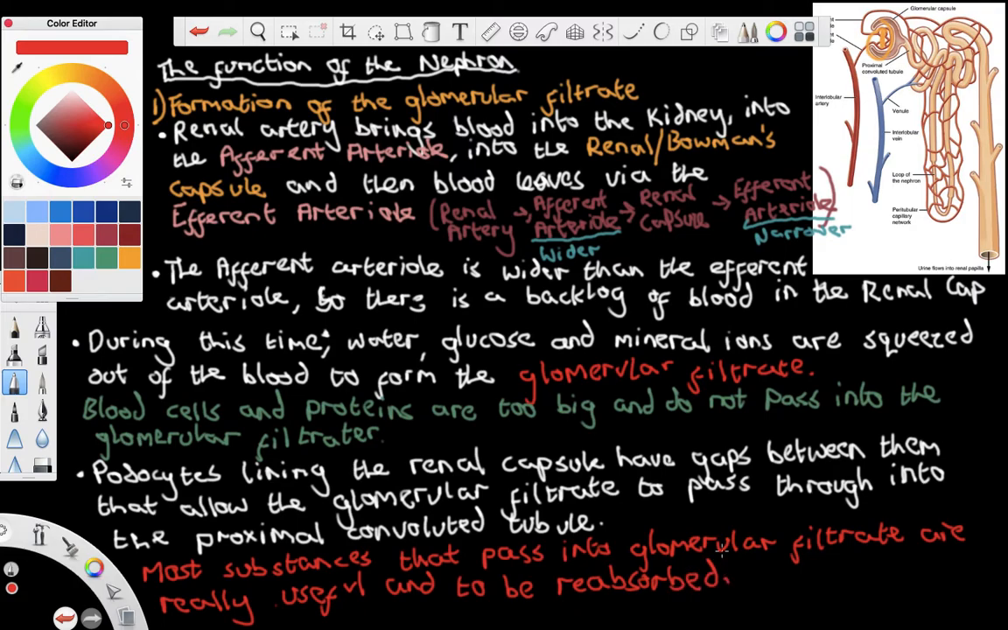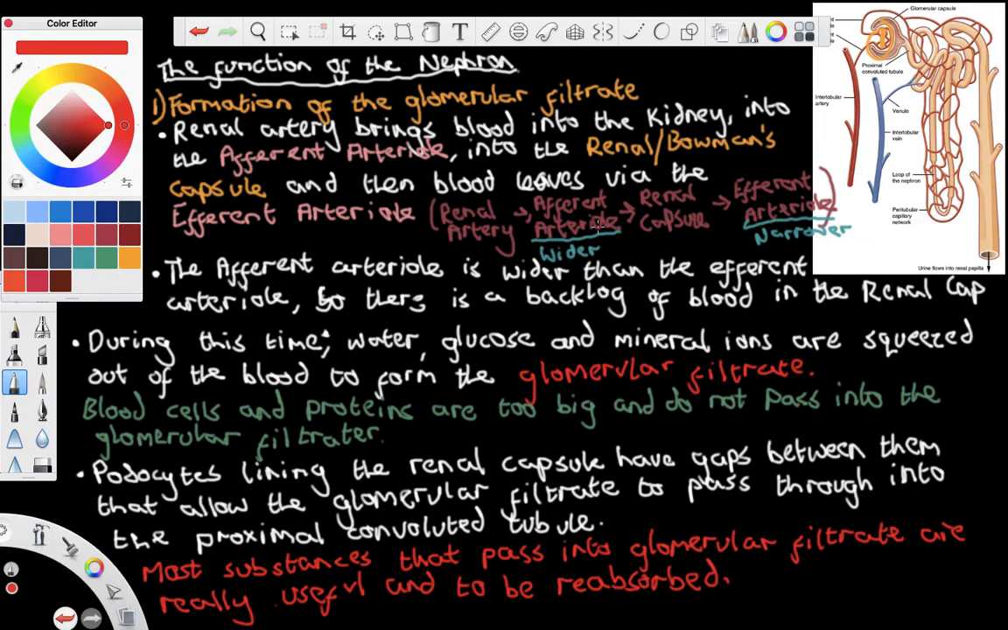Right then. So the first stage in the nephron is the formation of the glomerular filtrate. The renal artery brings blood into the kidney through the afferent arteriole into the renal capsule and then leaves via the efferent arteriole. So blood enters through the renal artery, it goes through the afferent arteriole, it goes into the renal capsule and into the efferent arteriole.